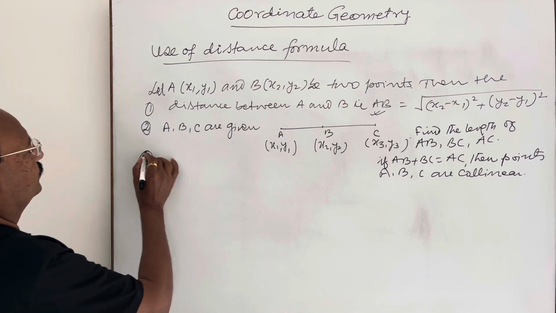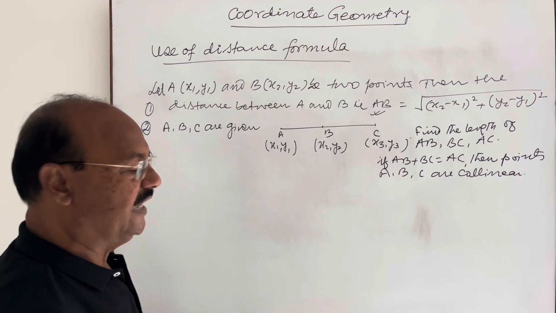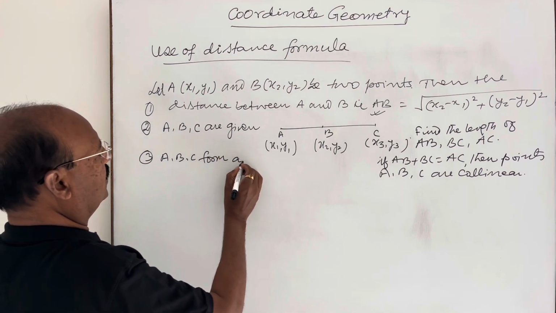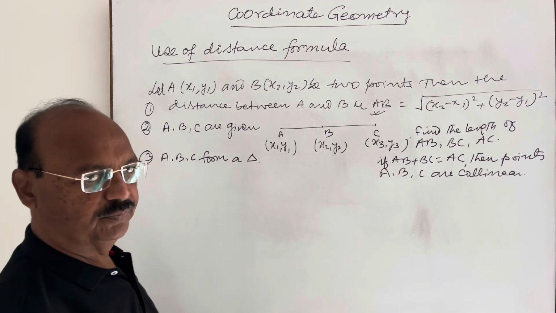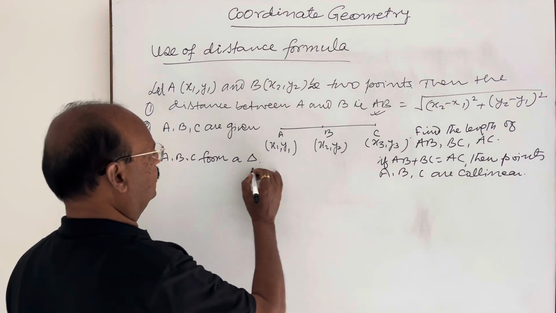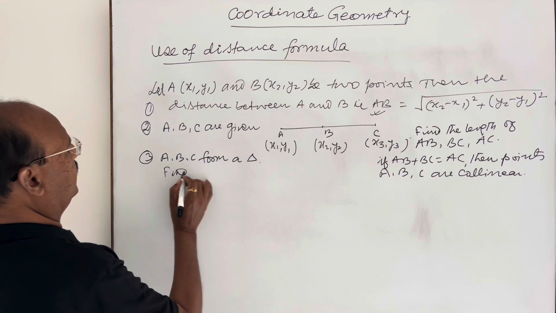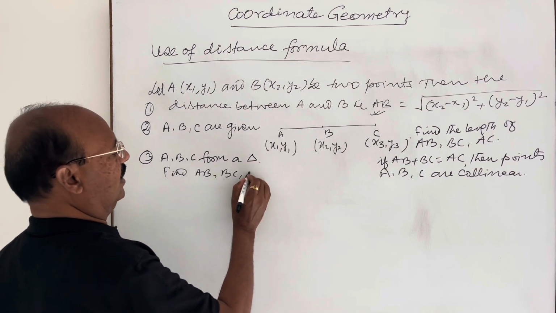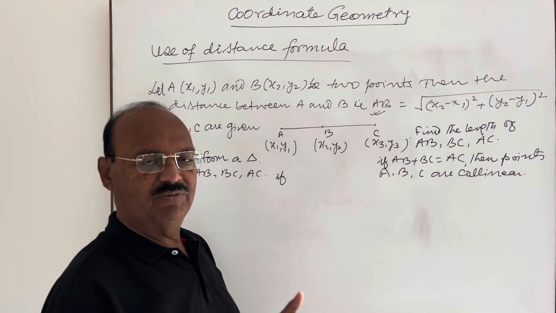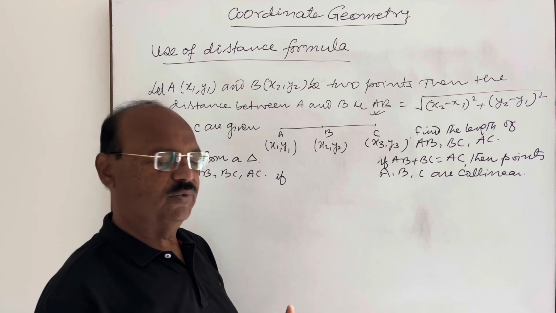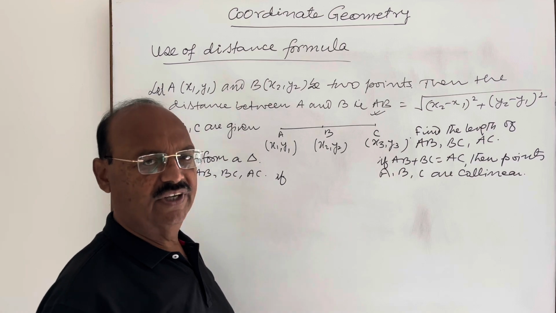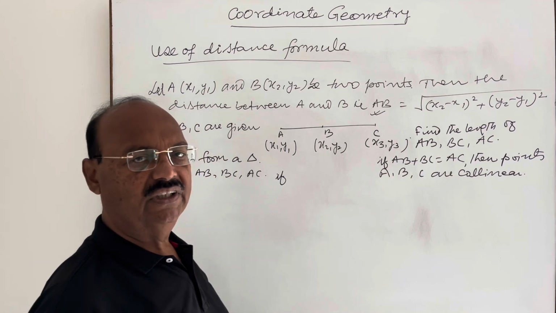Third, suppose you have to prove that 3 points A, B and C form a triangle. Here also we will find the lengths of the line segments AB, BC and AC, and if the sum of the lengths of two sides is greater than the length of the third side, then ABC will form a triangle.